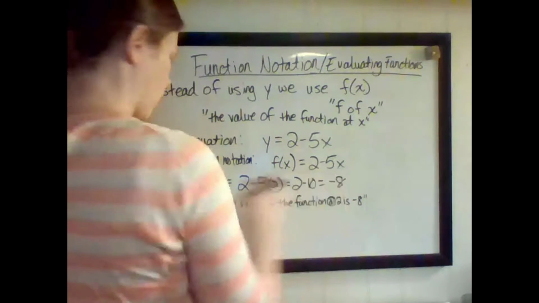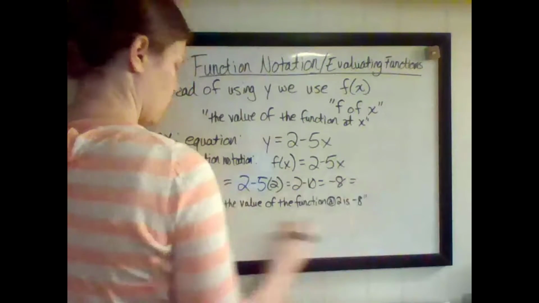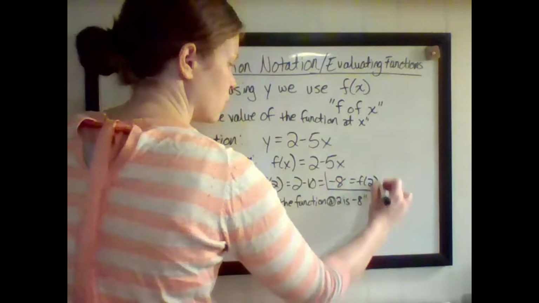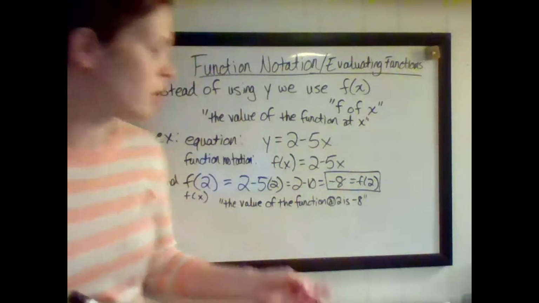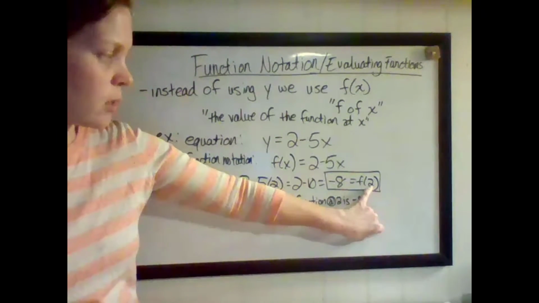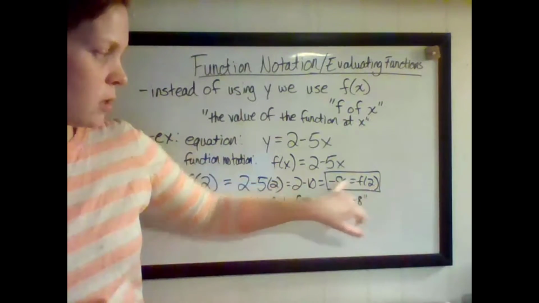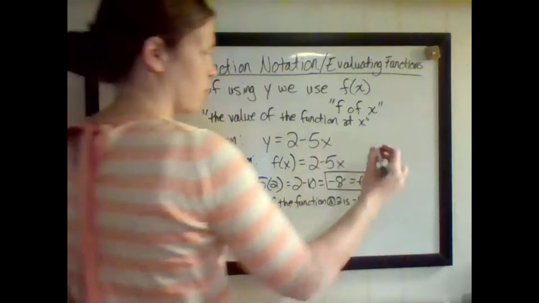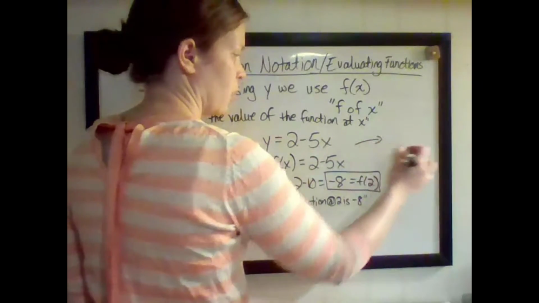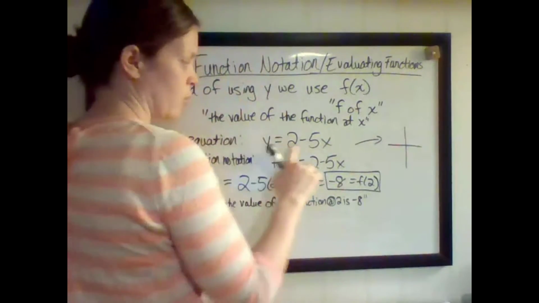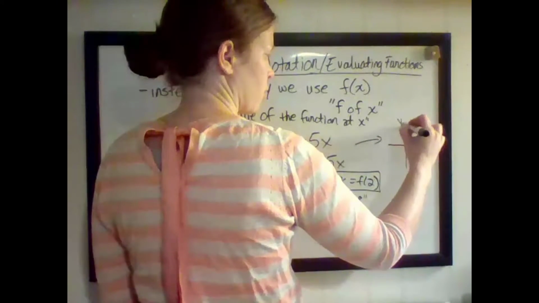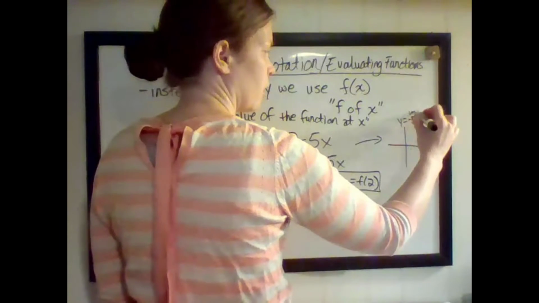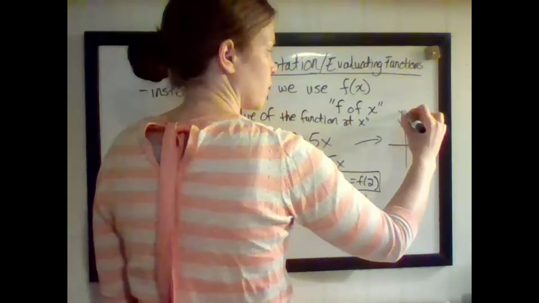I'm going to rewrite f of 2 over here. So f of 2 is negative 8. One reason this is helpful is that it preserves the value of what x is. In this statement, I know what x is and I know what y is. I'm going to sketch this real quick. Y equals 2 minus 5x. Maybe it makes sense to first rewrite it as negative 5x plus 2, in my y equals mx plus b format.